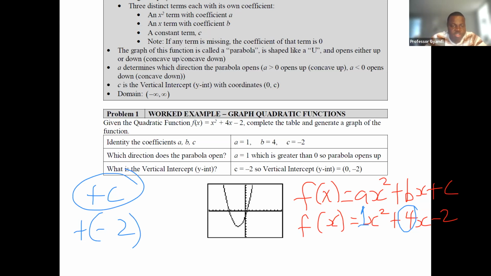Now, which direction does the parabola open? Look at the a value. Is a greater than 0? Yes. So it's going to open up because a is positive, or is greater than 0. Now, what is the y-intercept? The y-intercept is negative 2. C equals negative 2. So as an ordered pair, we have 0, negative 2: when x is 0, y is negative 2. If you don't remember that, then set x equals 0, put it in the function, and then find your c. But of course, you're going to get negative 2.